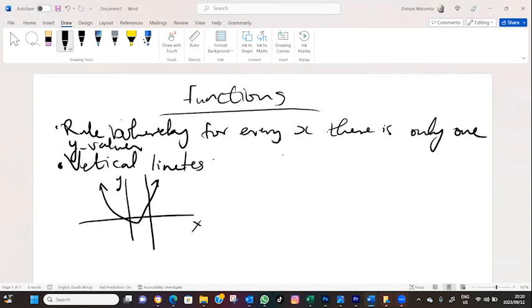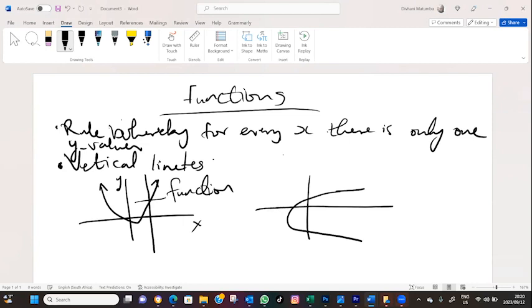Now, if I draw a vertical line and my vertical line cuts once, then that's a function. Now, if I tilt or rotate the parabolic graph and draw a vertical line, it will cut twice, and that is not a function. All right.